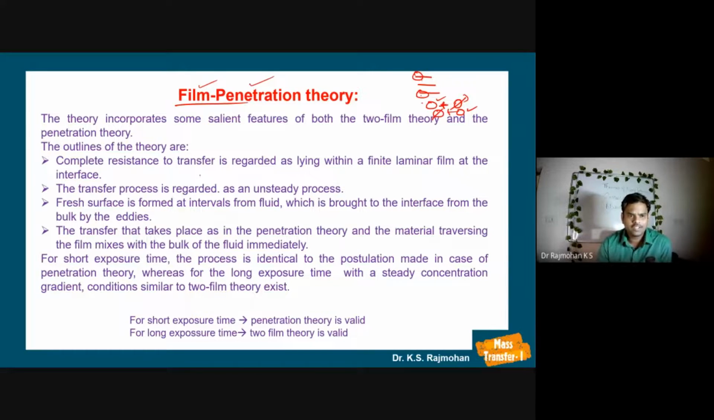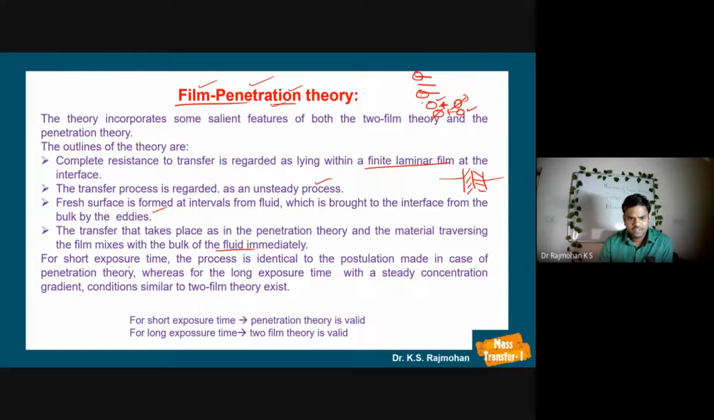If you look at the outline of this theory, the complete resistance to mass transfer is regarded as lying within the finite laminar layer as considered in the two film theory. The resistance outside the films, gas film and liquid film, is negligible. The transfer process is regarded as an unsteady state process as considered in penetration theory. Fresh surface is formed at the interface from the fluid brought to the interface from the bulk by the eddies, as per penetration theory. The material traversing the film mixes with the bulk of the fluid immediately.